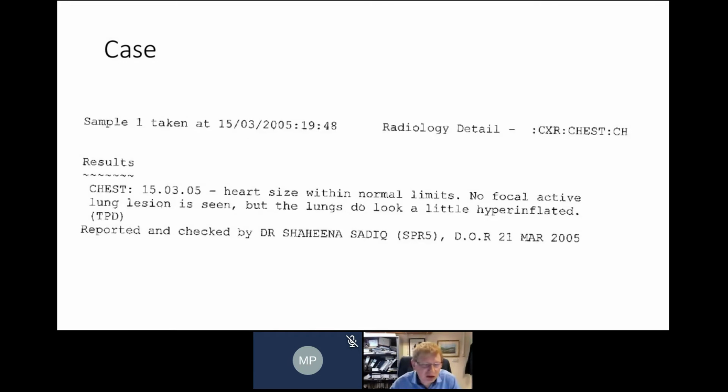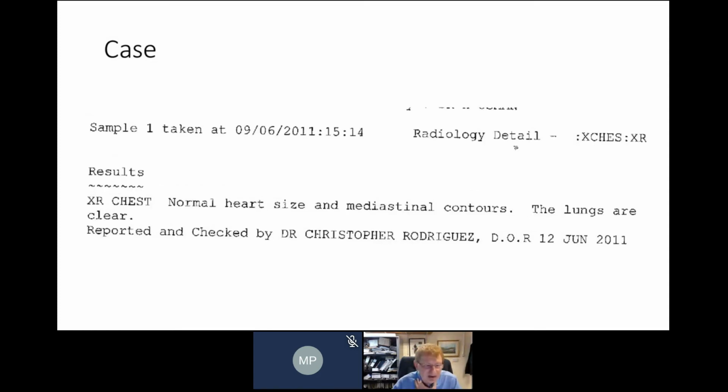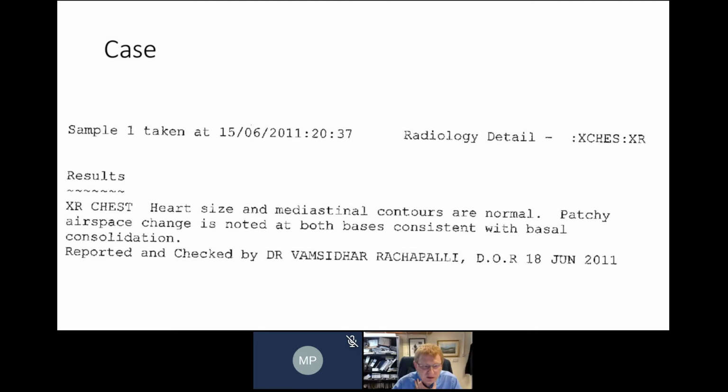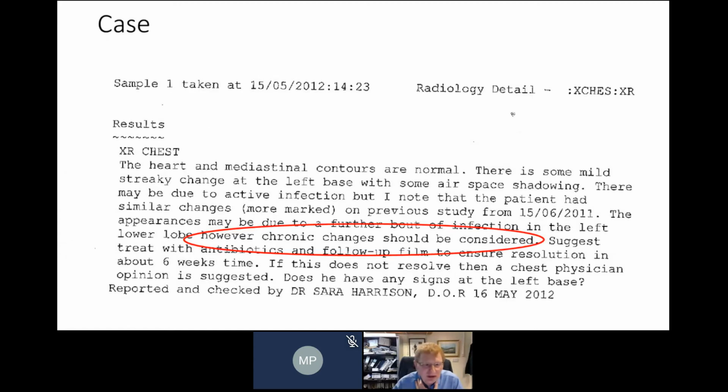But I wanted just to show you very quickly his chest x-rays. So, chest x-ray reports here are heart size is normal, no focal active lung lesion, lungs look a bit hyperinflated. And I'll just walk you through his x-ray reports over time. Next one, normal heart size, lungs are clear. Next one, patchy airspace changes noted at both bases, basal consolidation.